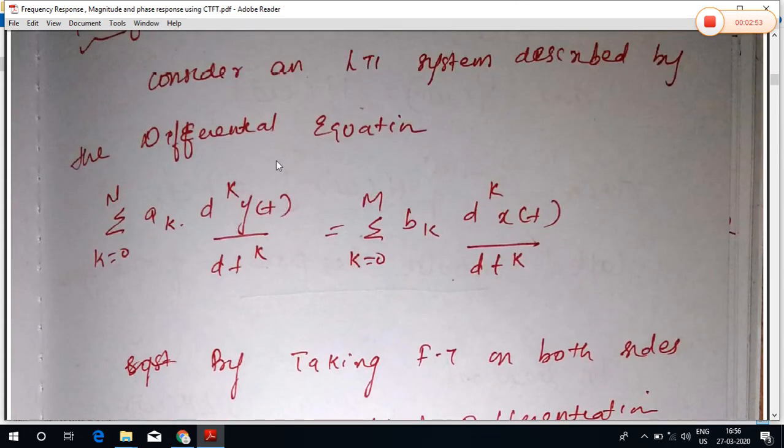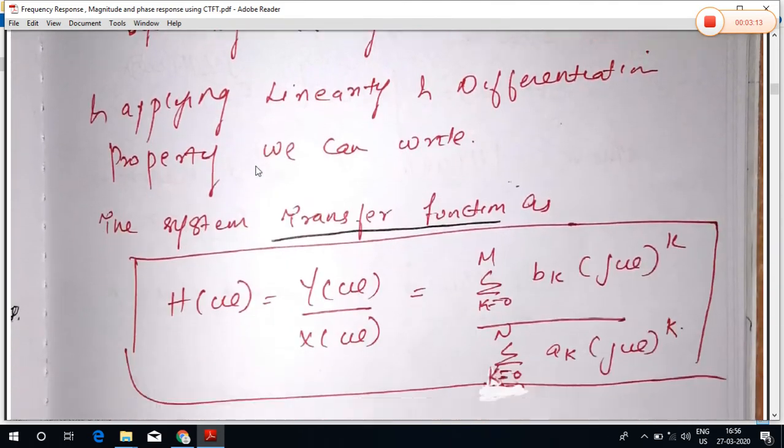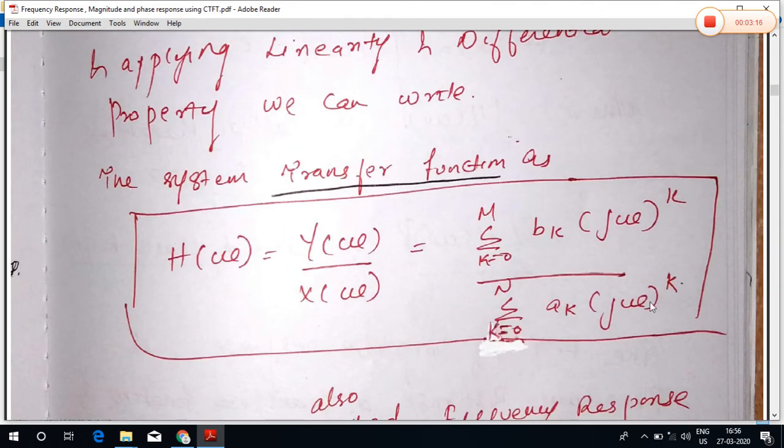That is, this is the y of t. We'll take its Fourier transform, that will be Y of omega terms. And this is x of t. On taking the Fourier transform, we'll get the X of omega terms. Y of omega by X of omega means this particular portion by this particular portion. That is, in the numerator section, you will have the bk term, and in the denominator section, you will have the ak term. That is what you have got here, and this is obtained by applying the linearity and differentiation property. So this is H of omega, which is equal to Y of omega by X of omega.